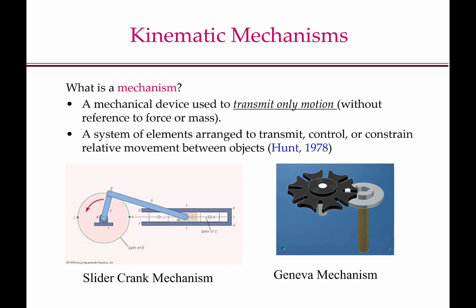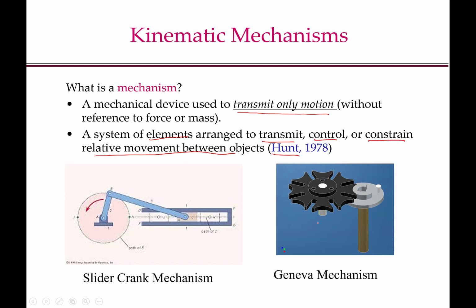As I already told you, a mechanism transmits only motion without reference to force or mass. There are other authors who have provided other definitions, but they are similar in spirit. According to Hunt, a mechanism is a system of elements arranged to transmit, control, or constrain relative movement between objects. The figure on the left is the slider crank mechanism, which is present in the IC engines of your cars.